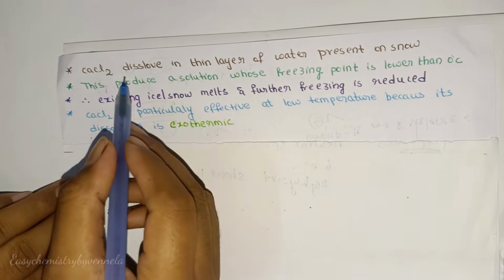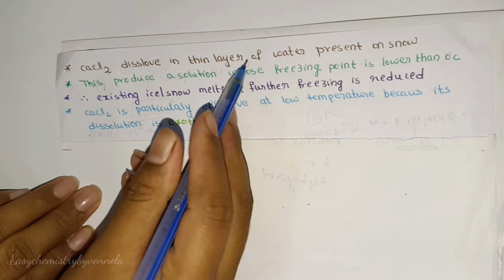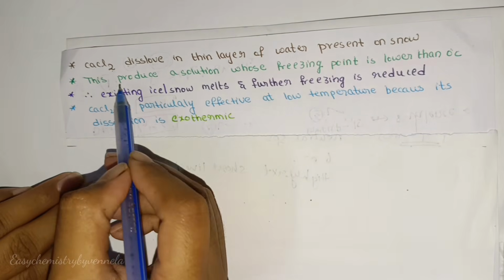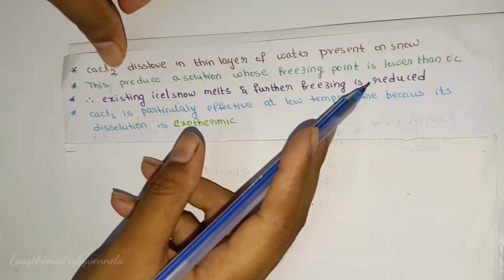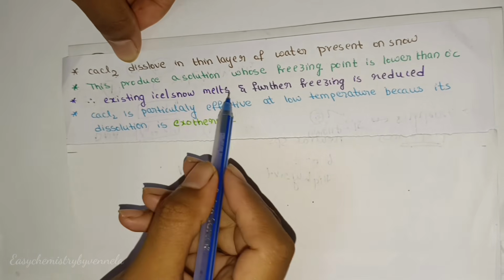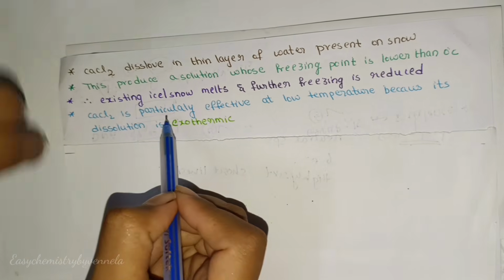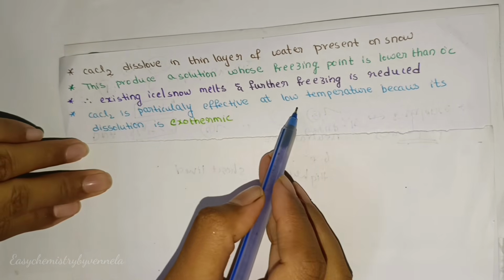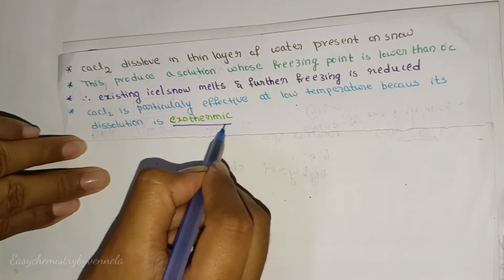This is the extra information for CaCl2. CaCl2 dissolves in the thin layer of water present on snow. This produces a solution whose freezing point is lower than 0 degrees. It exists as ice or snow melt and further freezing is reduced. CaCl2 is particularly effective at low temperature because its dissolution is exothermic.